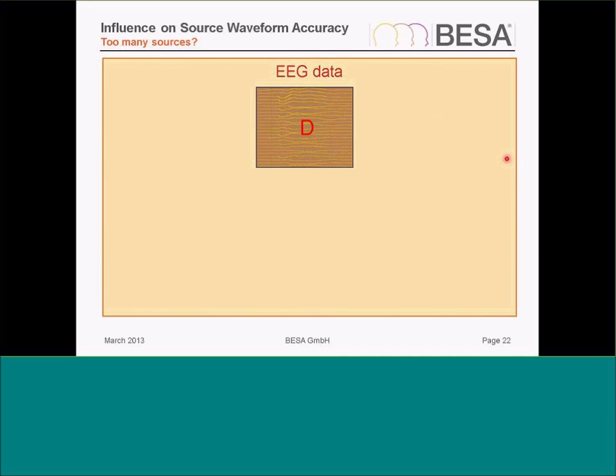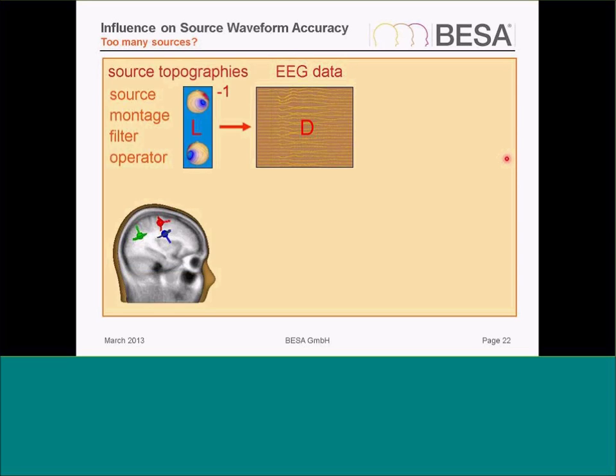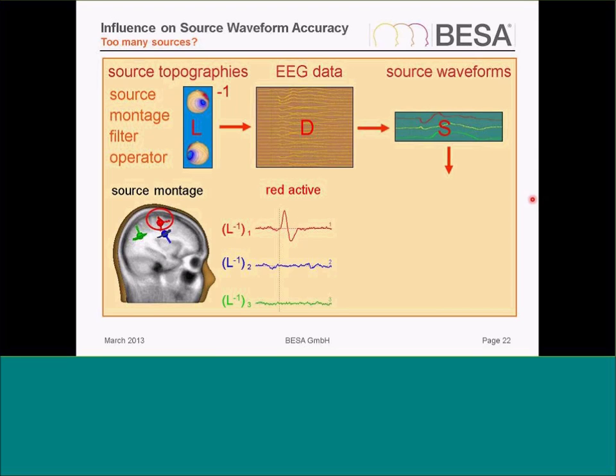What about if I add more sources to my model? So can I have too many sources? So if I think of two sources that I had already, and now I add a third source at a different position, now I have three waveforms. So what would happen now in my reconstruction of the source waveforms if, say, only the red source was active in the brain?